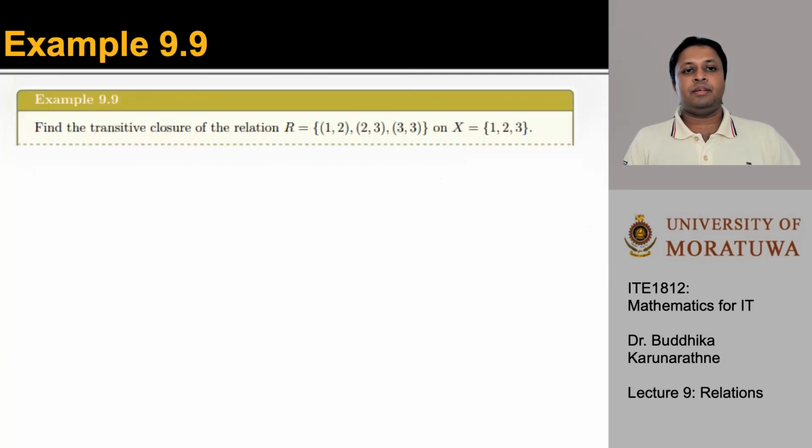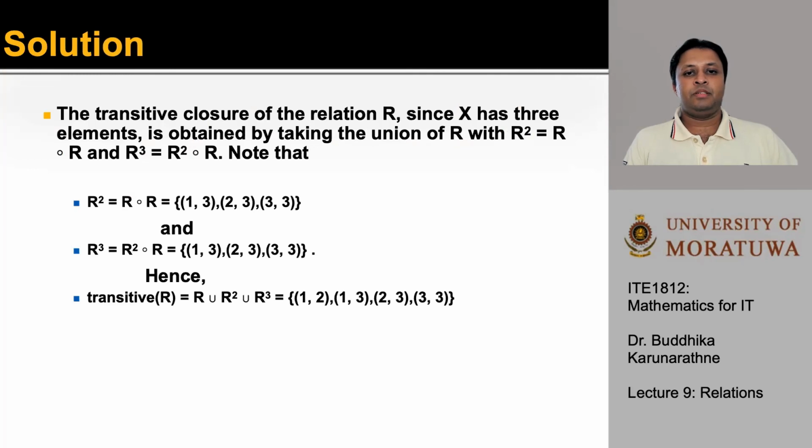Going again to an example, find the transitive closure of the relation R. R is given as {(1,2), (2,3), (3,3)} on X = {1, 2, 3}. So how do we arrive at the solution? The transitive closure of the relation R, since X has 3 elements, 1, 2, and 3, should be obtained by taking the union of R with R squared, R to the power 2, that is R dot R, and R to the power 3, R to the power 2 dot R.